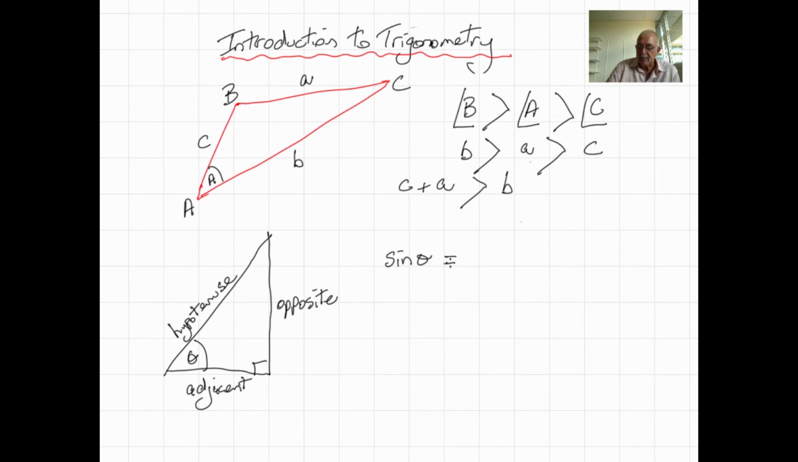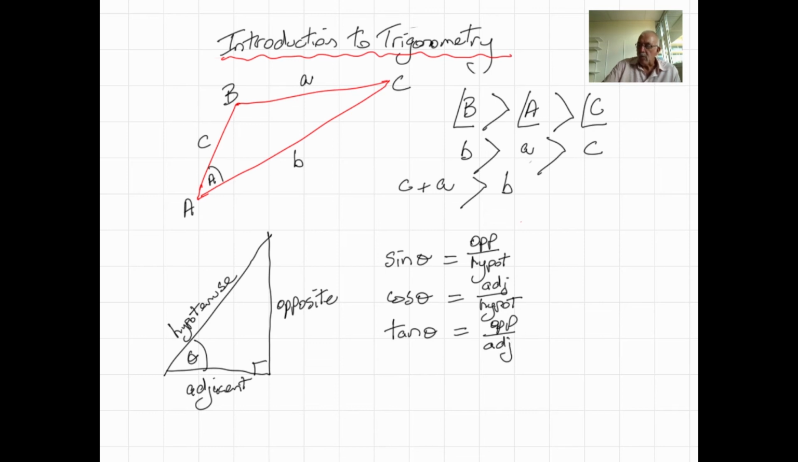Sine of theta is equal to opposite over hypotenuse. The cosine, abbreviated to cos of theta, is adjacent over hypotenuse. And the tangent, abbreviated to tan of theta, is equal to opposite over adjacent.